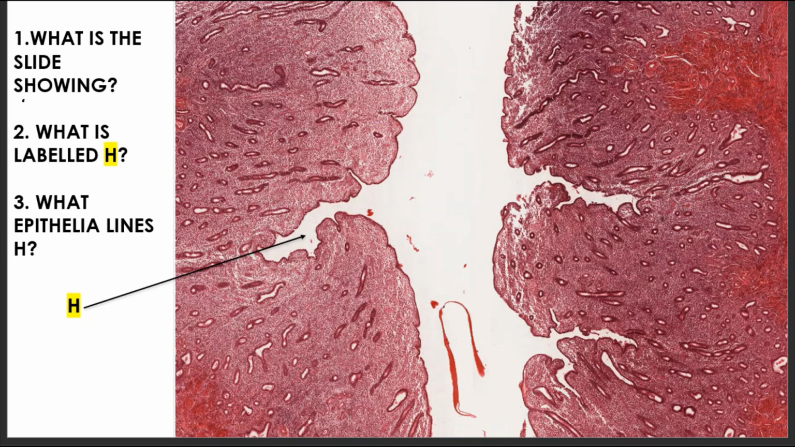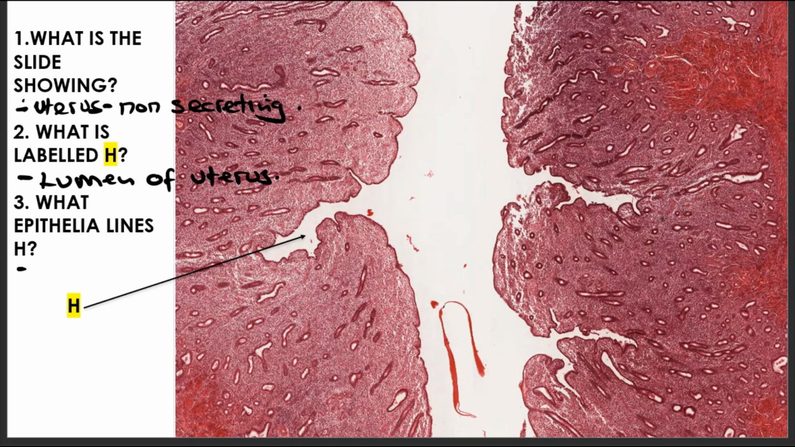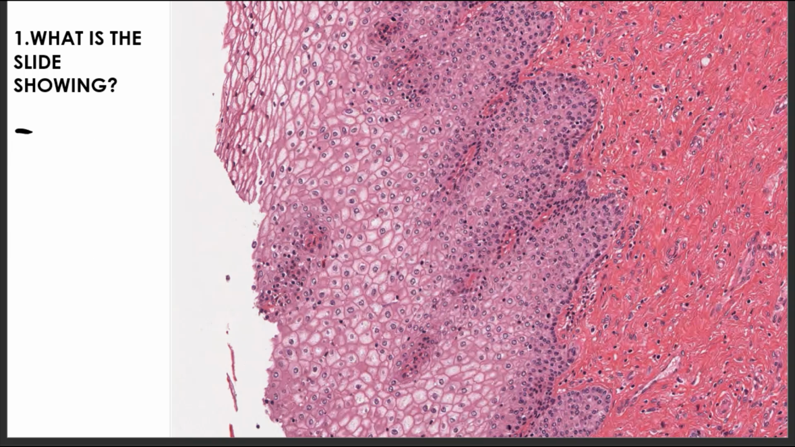What is this slide showing? This is the uterus. It is non-secreting. So the glands are small and they do not have anything in them, non-secreting. What is labeled H? That is simply the lumen of the uterus. What lines H? The lumen of the uterus, simple columnar epithelia. Simple columnar epithelia lines the lumen of the uterus.